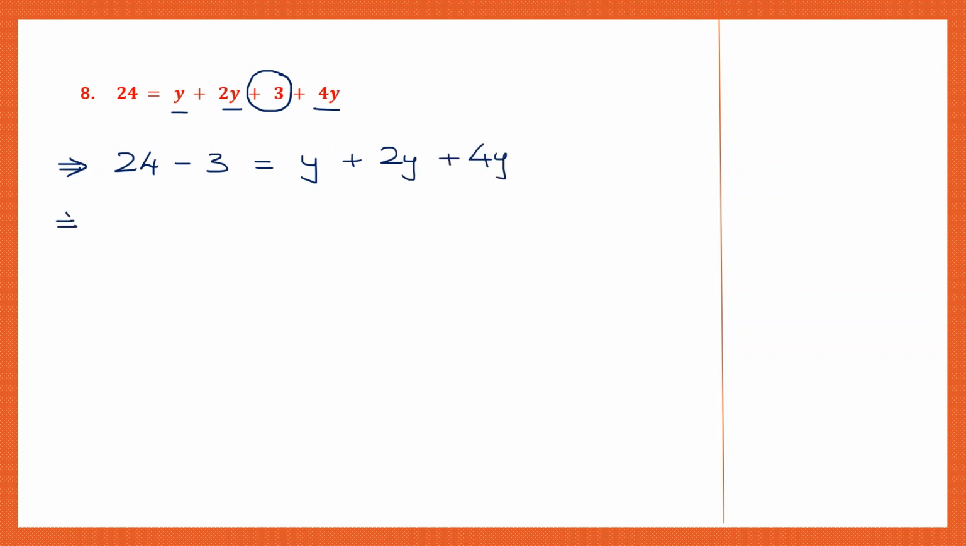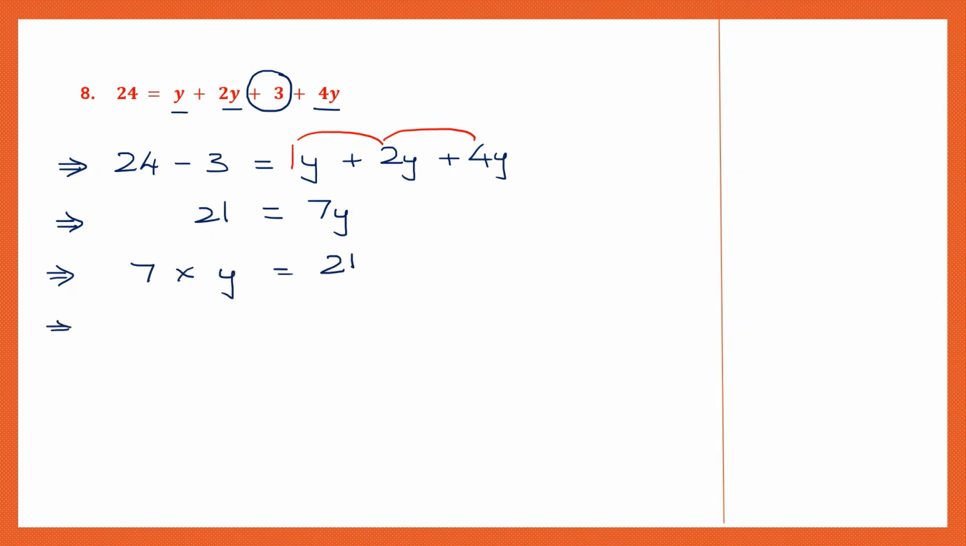Okay, 24 minus 3 is 21. And on this side, it's all addition, so we can add it here itself. 1 plus 2 is 3. 3 plus 4 is 7. So 7y. So 7y means 7 into y. 7 into y is 21.